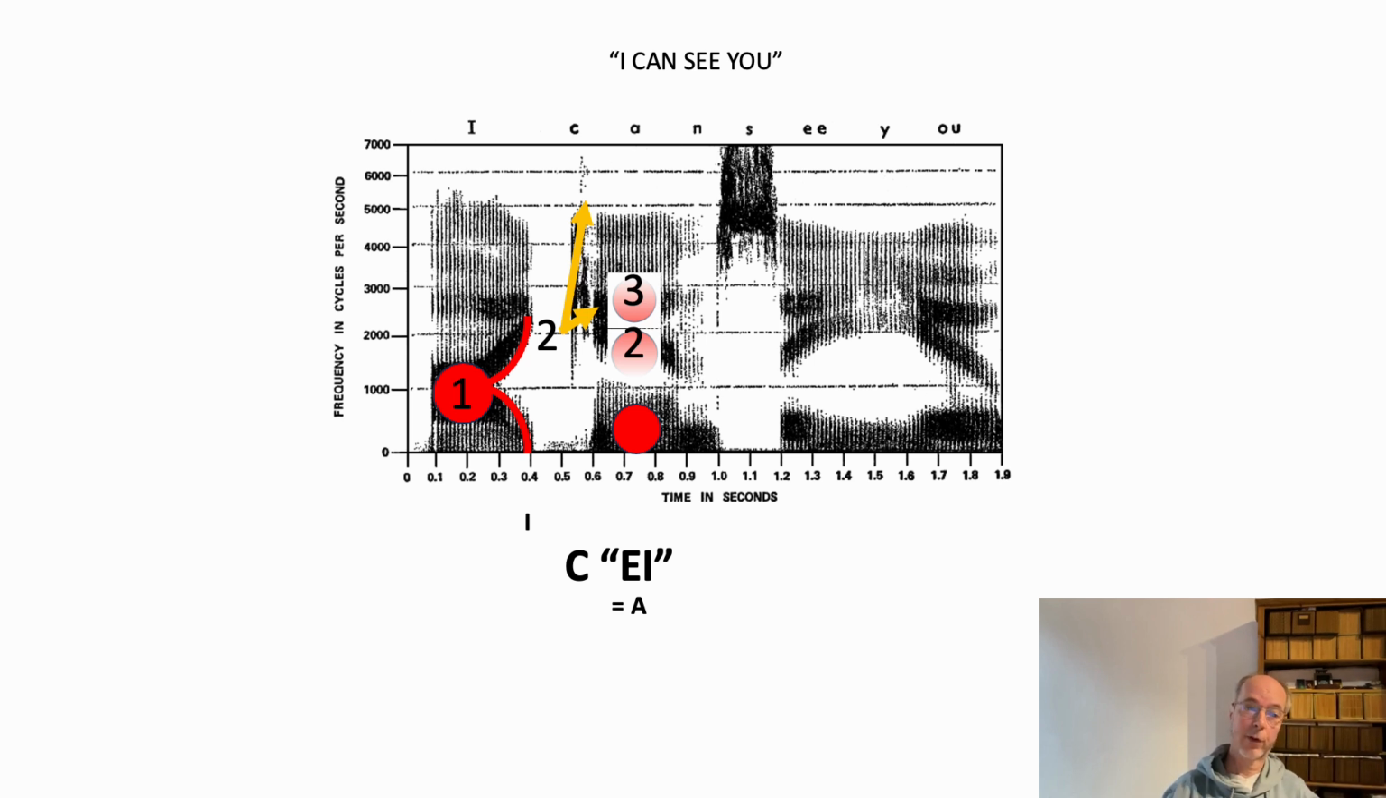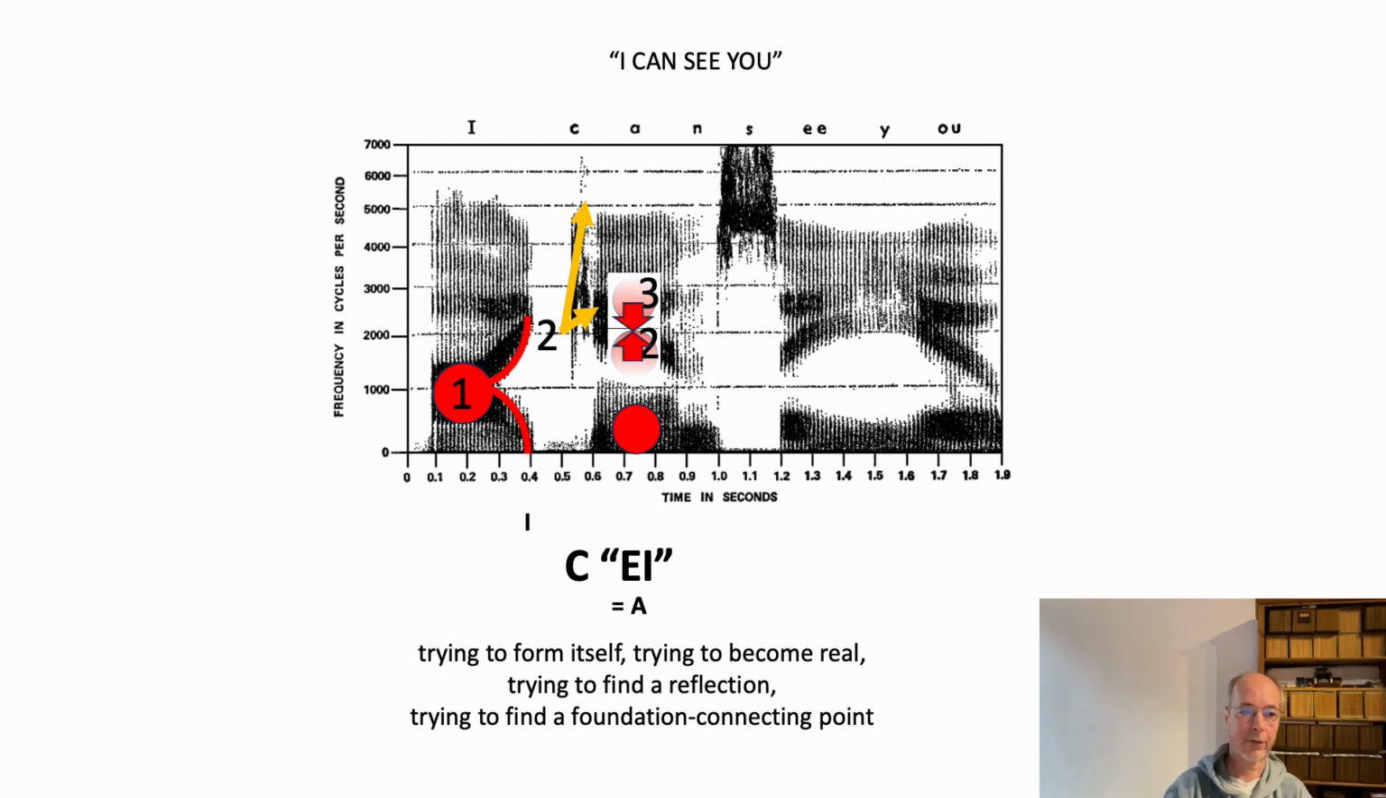Then we have the word can. The second letter is A, but it is pronounced differently from how it is written. Also there it will start from this same zone, but it will try to find material in the reflection above and a bit in the reflection downward, and it clearly has a foundation in the lowest zone. So the A is a combination of what is forming itself.